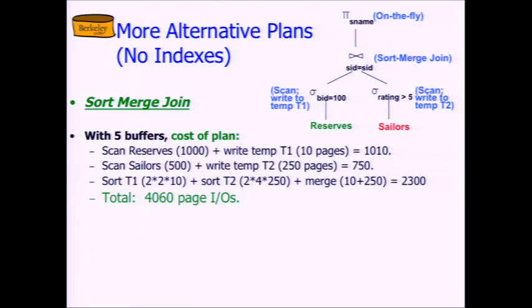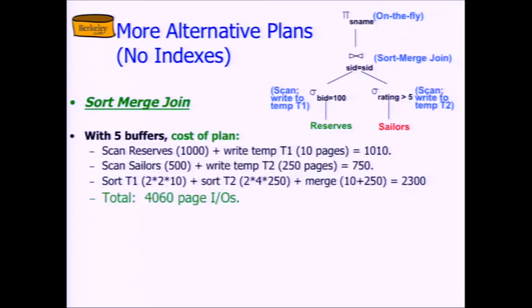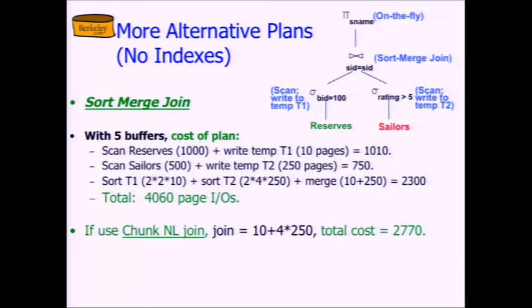Sorting T2, I think, is an extra pass, hence the 2 times 4 times 250, because we've only got 5 pages of buffer pool, right? So we're going to sort in 2 passes for T1 and 3 passes for T2. And then merge, which is just read the outputs. That's a total of 2,300. Add that all up, it's 4060. It's actually a little bit cheaper than what we had before, right? Before we had 4010. No, it's a little bit more expensive, so it didn't pay off yet.